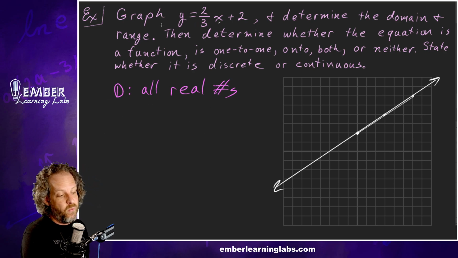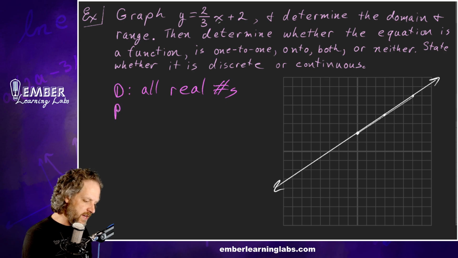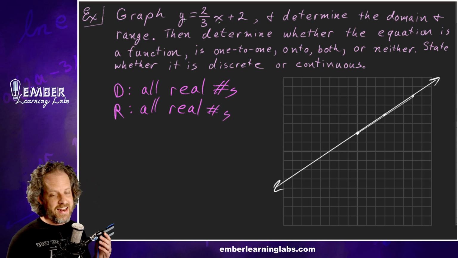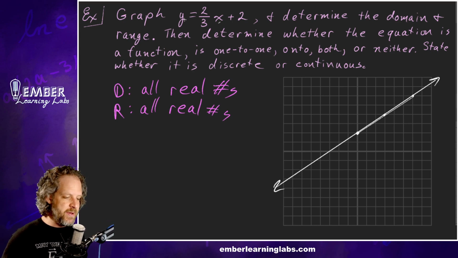Now, is there anything that y is not going to be able to be? Well, no, not at all. So the range is the same. The range in this case is also all real numbers, because any real number we can put in, or in this case get out, because it's the output, right? So there's the domain, easy peasy.